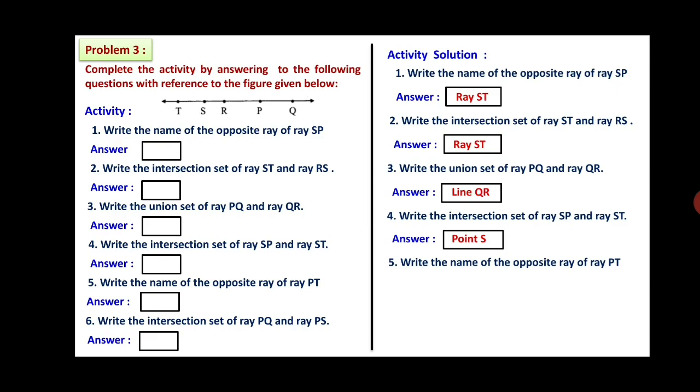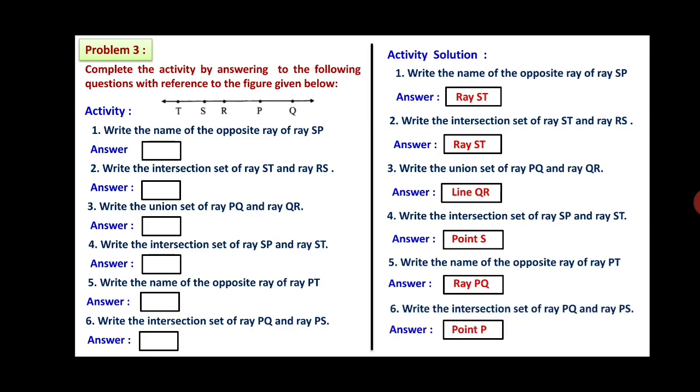Write the name of the opposite ray of ray PT. So the answer is ray PQ. Write the intersection set of ray PQ and ray PS. So the answer is point S. Friends, all these red color values you will get from the number line shown, and the points are given. Go through that carefully.